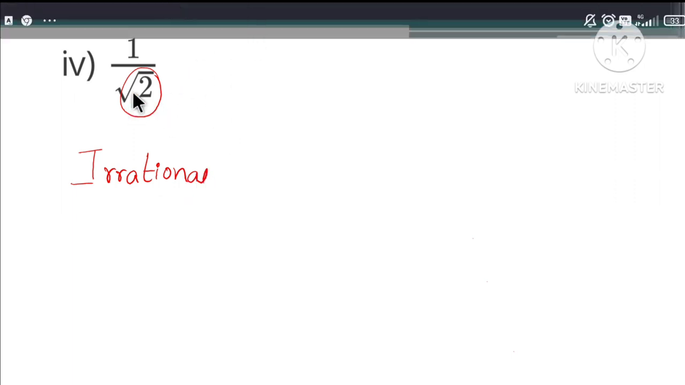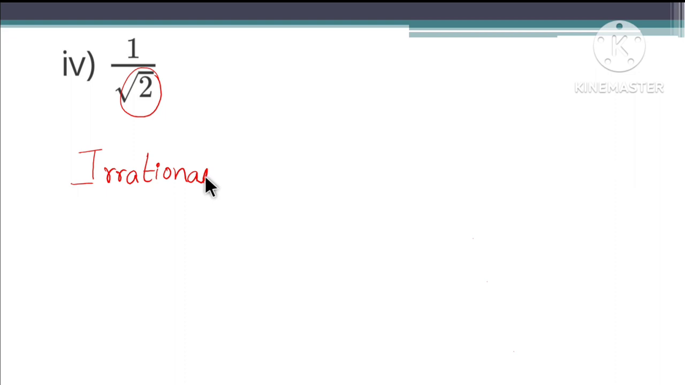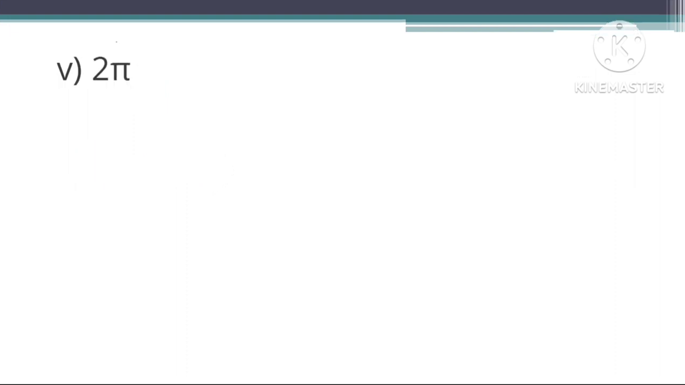Now let's solve this question. Here we are having 1 divided by root 2. Here root 2 is irrational, right? So when you add, subtract, multiply or divide an irrational number and a rational number, we are getting the answer irrational only. Here the answer is irrational, because root 2 is irrational. If you divide a rational number by an irrational number, we are getting the answer irrational only.